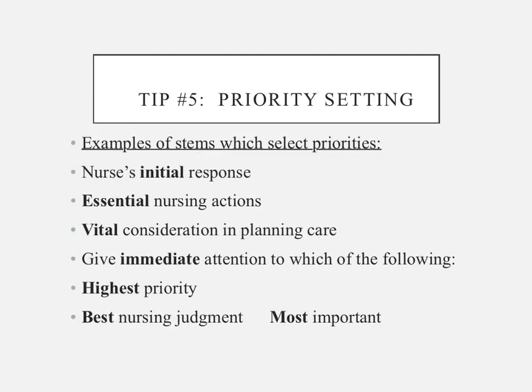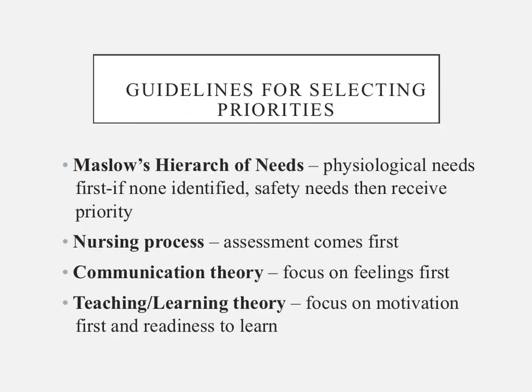Tip number 5, priority setting. Examples of stems which select these priorities. They'll say things like the nurse's initial response, essential nursing actions, vital consideration in planning care. So it'll say, in planning care of such and such, what is the most important? Give immediate attention to which of the following? The highest priority, best nursing judgment, most important. So these are things that want you to pick out the priority nursing response.